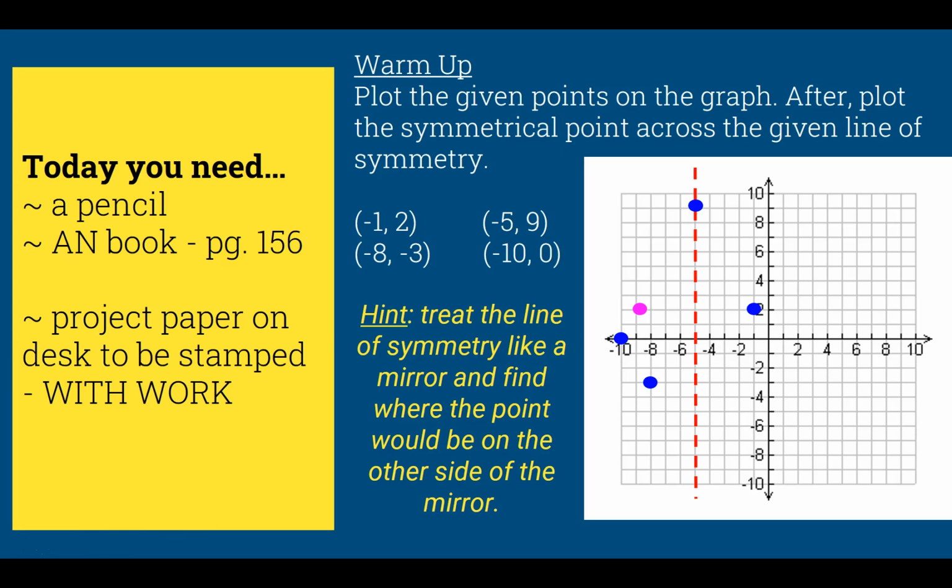How about that bottom guy? How far away is he from the red line? 3. So I'm going to go 3 the other way and plot my reflection. How about the top one? It doesn't move at all, right? It's on the reflection line, so it's going to stay there. There is no distance away from the line, so it stays on the line. And then my last guy, he's 5 away, so we'll go 5 the other direction. Okay, those are reflection points.